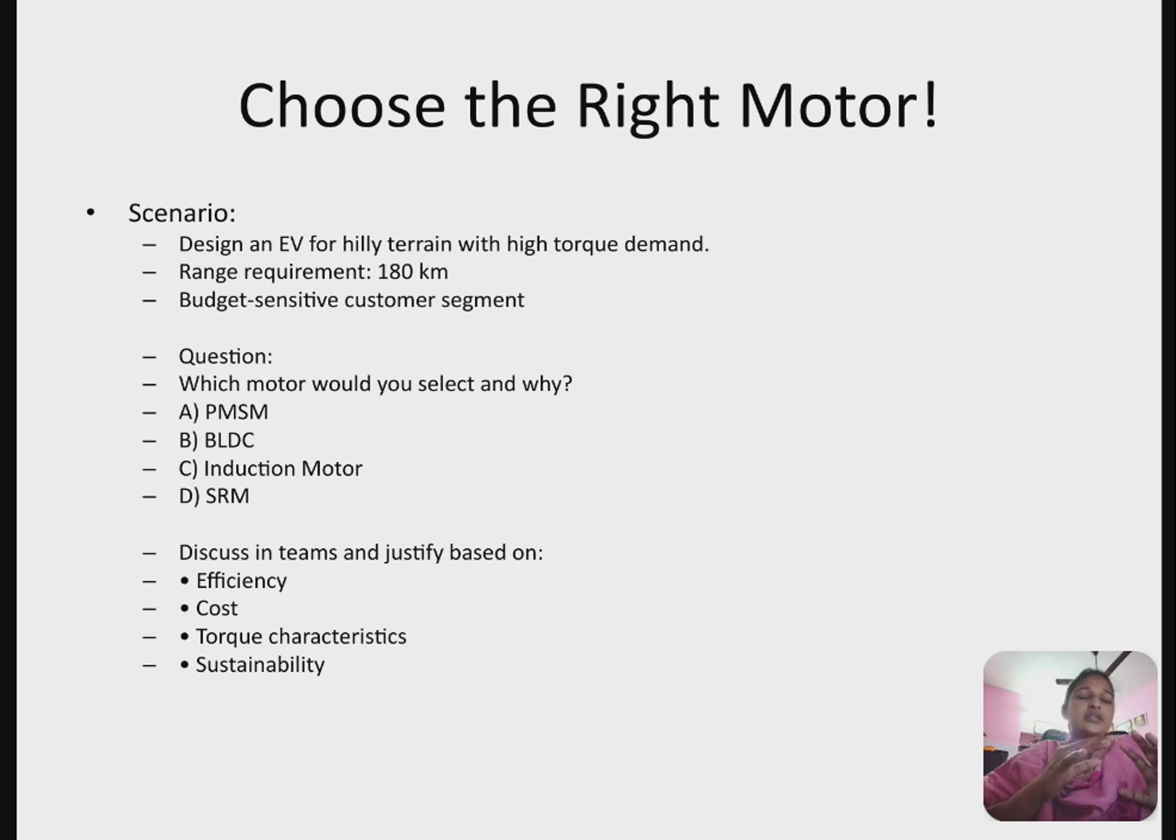Now let's apply what we've learned. I have given a scenario in which we are going to design an EV for hilly terrain which needs high torque, with a range of 180 kilometers, and it is for a budget sensitive customer segment. So the question here is, which motor would you select and why? We have the options like PMSM, BLDC, induction motor, and SRM.